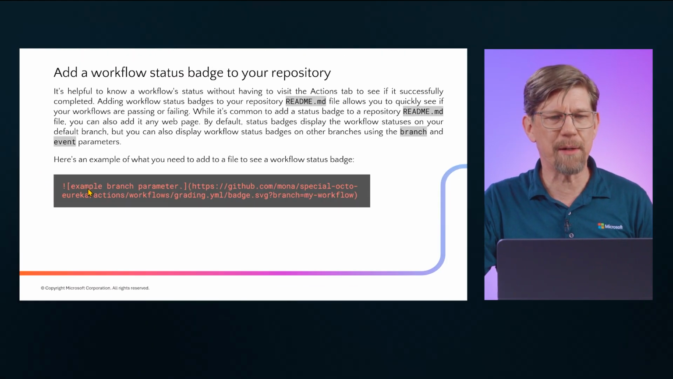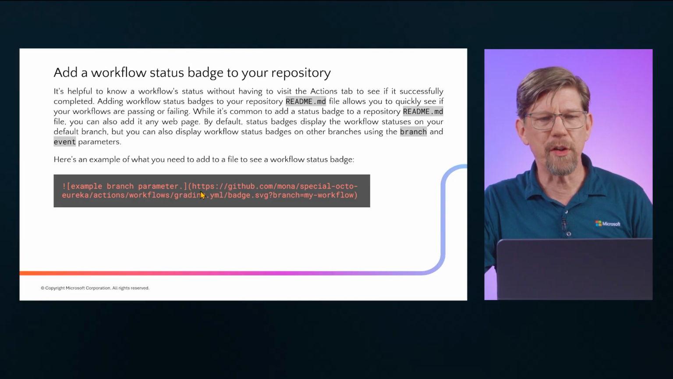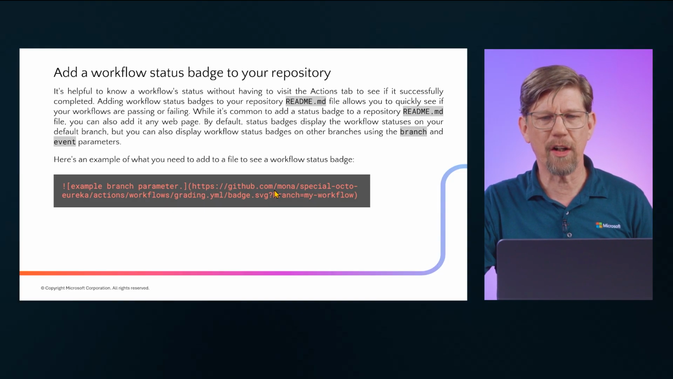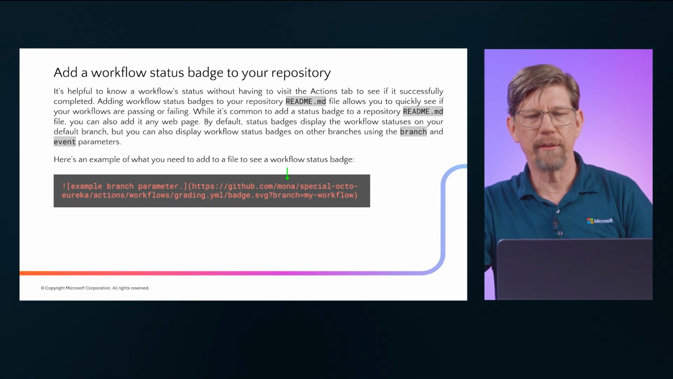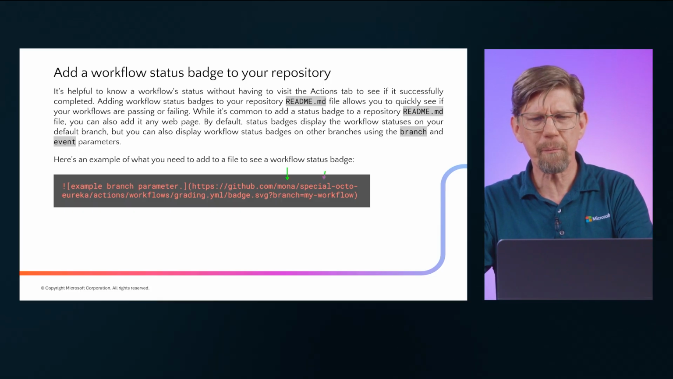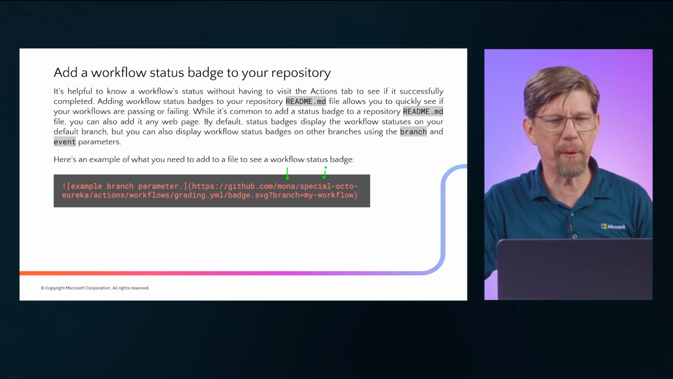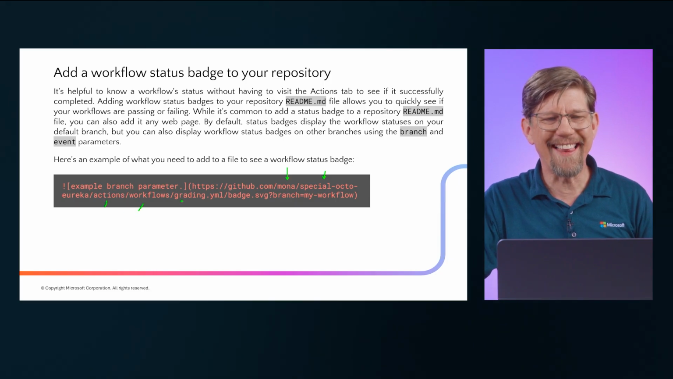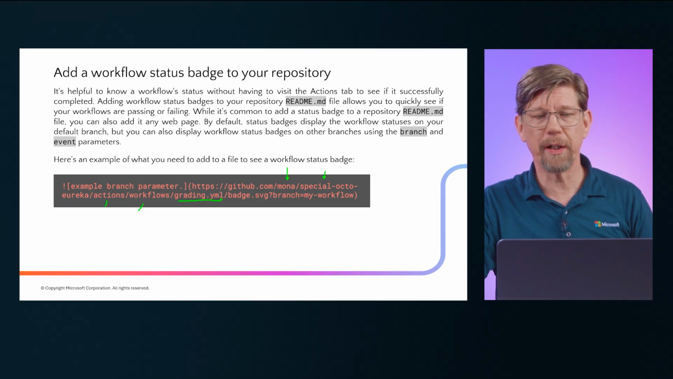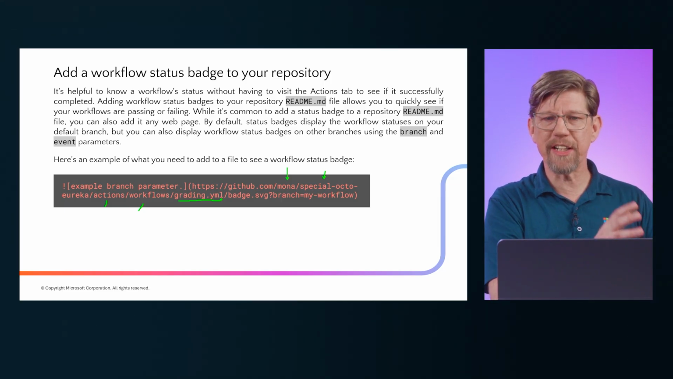The text, example branch parameter, great. But you'll notice here, this is the URL that we're referring to, github.com/ the organization or the owner of the repository, the name of the repo itself, actions, workflow, then the name of the workflow. Right? So that's not going to change out from underneath us.